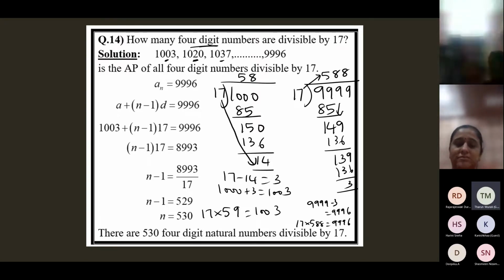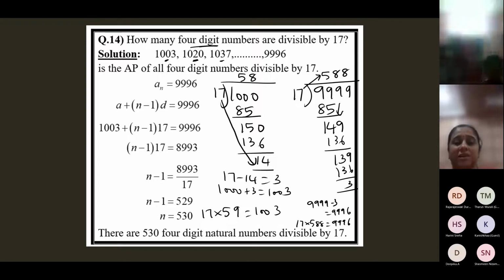Okay. Now for the same thing, if you have to find the sum, the question can be how many 4-digit numbers? For that, this is the answer, 530 4-digit numbers. The question can also be find the sum of all the 4-digit numbers divisible by 17. For that, you should work the same thing. You should find n. After finding n, you should find the sum.